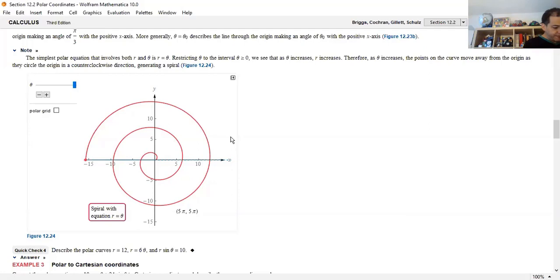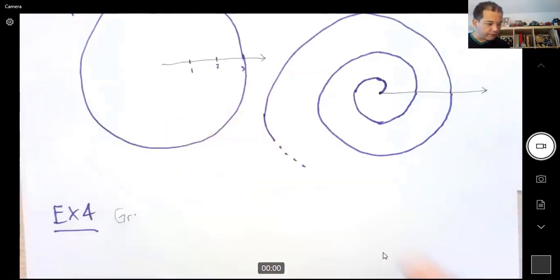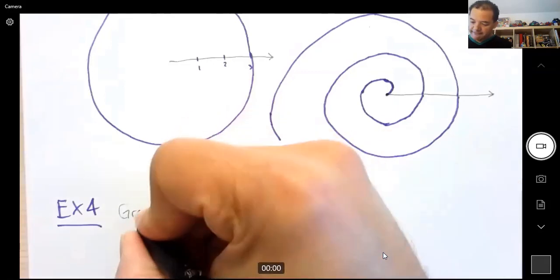Okay, so let me go to the next topic, which is how we can actually draw this, right? When things are a bit more complicated. And we'll start with the following example. So it's example 4. Graph the polar equation.